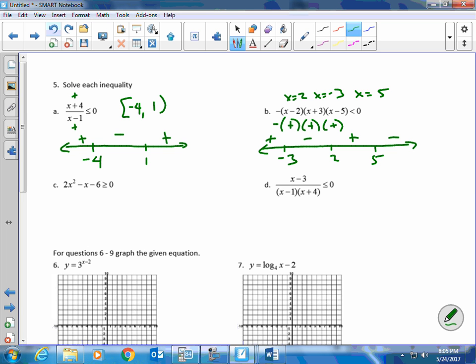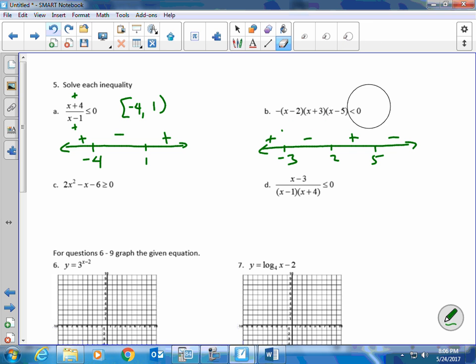All right, what do I want? I want values that make my product, again, negative, but not equal to 0 this time. So negative. So between a negative 3 and 2, and between 5 and infinity.